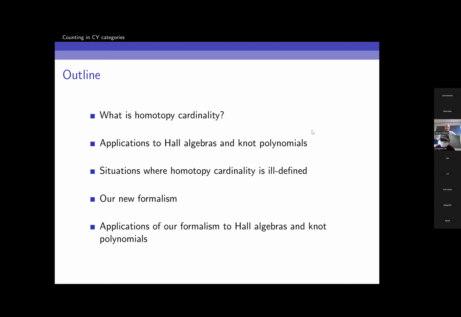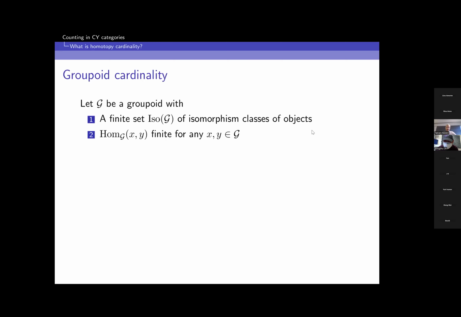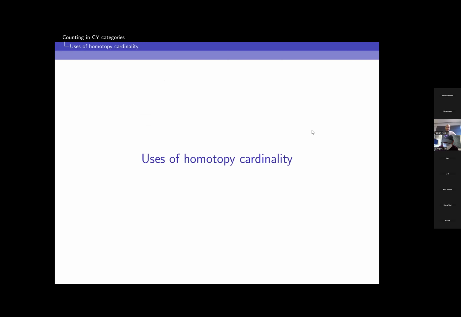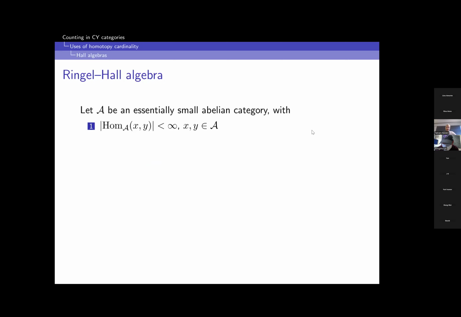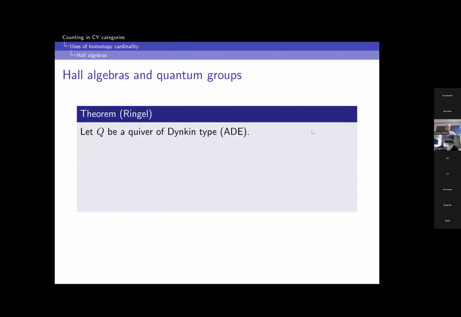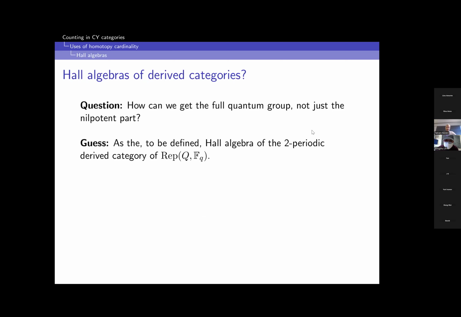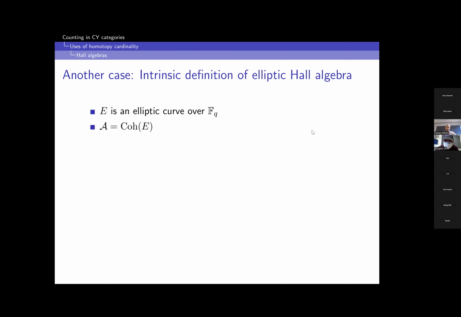And then I mentioned some situations where it's not defined, but you expect there to exist a definition. So maybe that's the one point I'm going to review today. What was the problem statement in a sense? What are the problems that we're trying to solve? And so one example was in this Hall algebra business. Let's look at this elliptic Hall algebra.